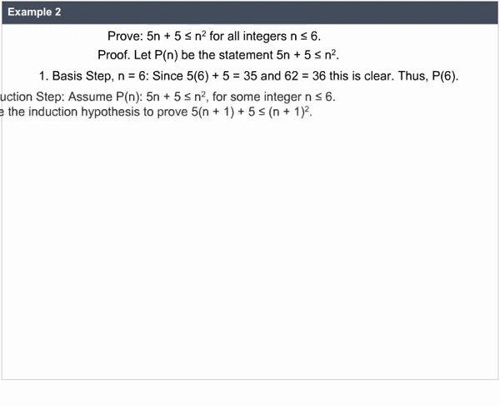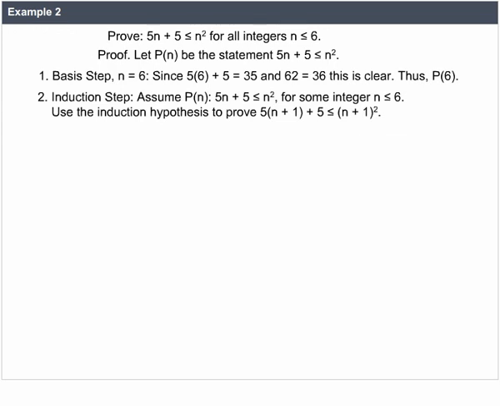Number 2. Induction step: assume P of n, 5n plus 5 less than or equal to n squared, for some integer n greater than or equal to 6. Use the induction hypothesis to prove 5 times (n plus 1) plus 5 is less than or equal to (n plus 1) whole squared.